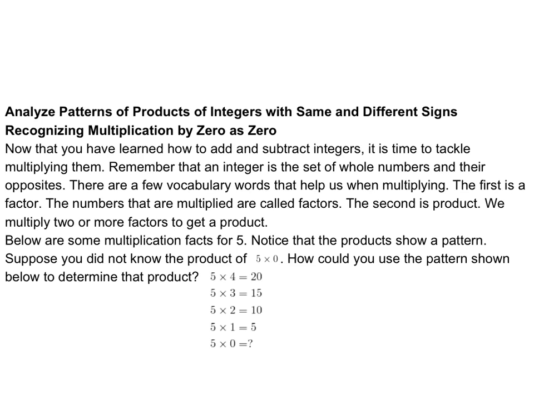Suppose that you did not know the product of 5 times 0. How could you use the pattern shown to determine that product? Well, if you notice here, 5 times 4 is 20. 5 times 3 is 15. You're subtracting 5. And then to get there, you subtract 5 again. You subtract 5 again. So to get here, you would still subtract 5. So 5 minus 5 would get us 0.